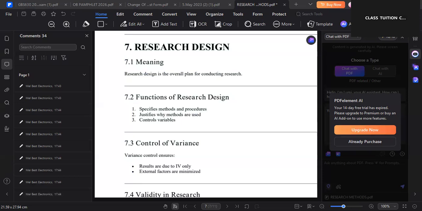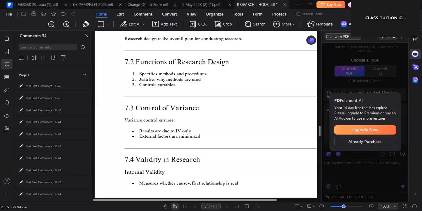Then we also have what we call control of variance. Variance is simply the deviation from our expected outcomes. Controlling variance means that you want to ensure that changes in the results are mainly due to the independent variables. So you want to reduce the influence of unwanted, external factors and improve accuracy. The results should reflect the true relationship that exists between independent and dependent variables. External influences like the environment and bias should all be minimized.